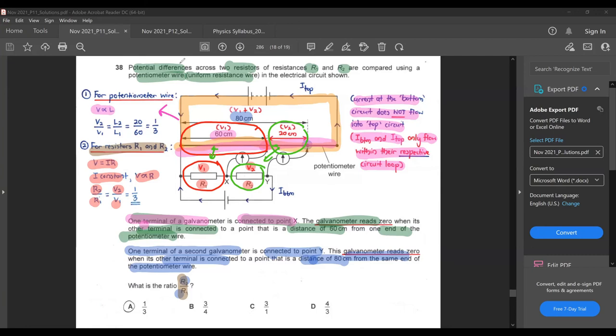Now back to the original working. We know that voltage is proportional to length. If I want to take the ratio of V2 to V1, I take the ratio of the lengths, which is 20 to 60. I do not take 80, because 80 centimeter represents the voltage of V1 and V2 added together. That's not what you want. You want only voltage V2, which is just the 20 centimeter here. So you need a small calculation to find this length, which is 20 centimeter. Now V2 to V1 is L2 to L1, which equals 1 over 3. Since R2 to R1 is V2 to V1, the ratio is 1 to 3.